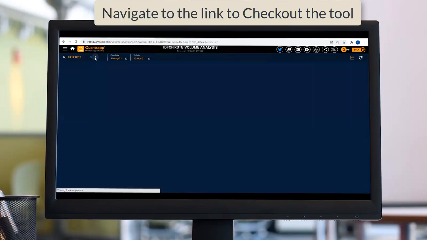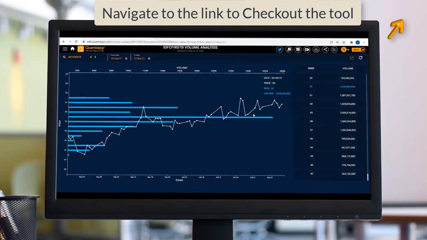So one can quickly understand and analyze the volume profile of a stock in volume analysis.